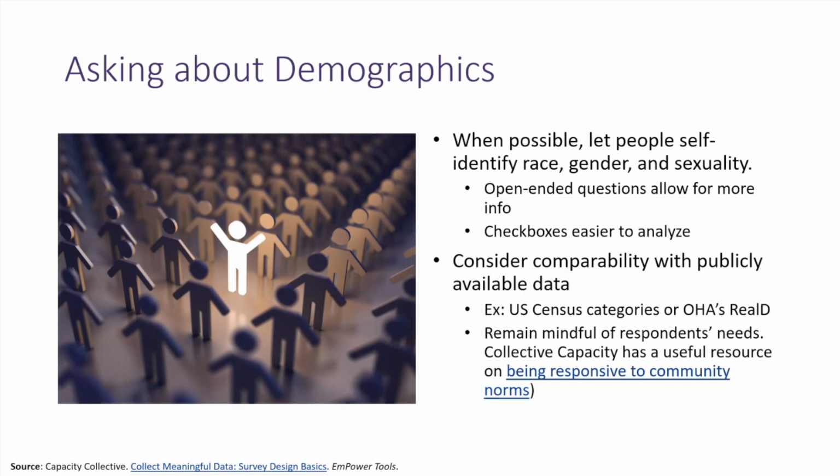And this is a place too where you might consider how comparable the data is to publicly available data sources. There are things like census categories, or OHA now is using the Real D. Maybe you want to be able to say something about the group you're working with relative to census or to demographic data in the community. And so you may want to collect the data in the same way that those groups do so that your data are comparable.